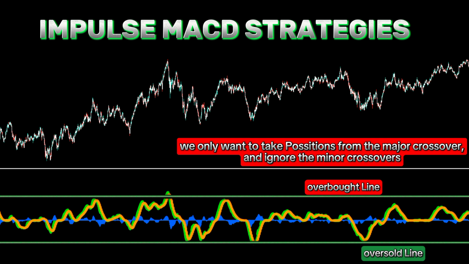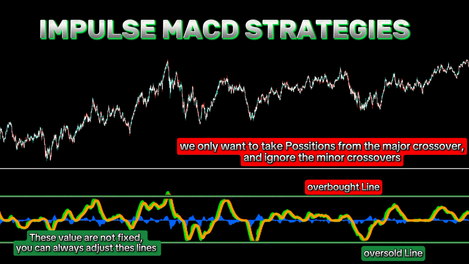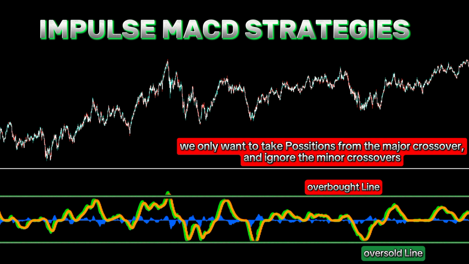Now keep in mind that these values are not fixed. You can always adjust these lines depending on the crossover placements and depending on the different market conditions. So if you want to use this indicator on another pair, you would need to adjust to new overbought and oversold levels based on the market conditions of that pair. Now that your indicator is ready, here is how you trade the strategy.